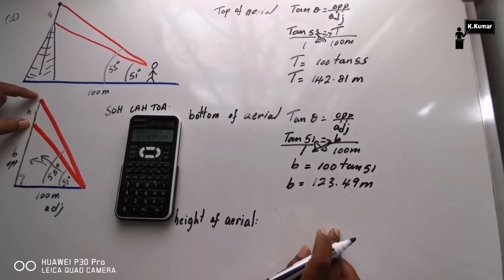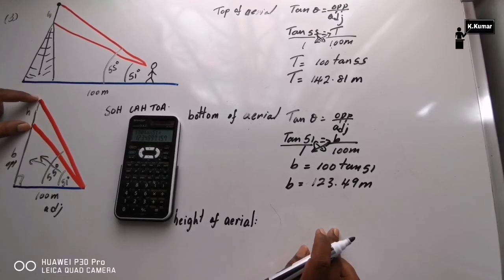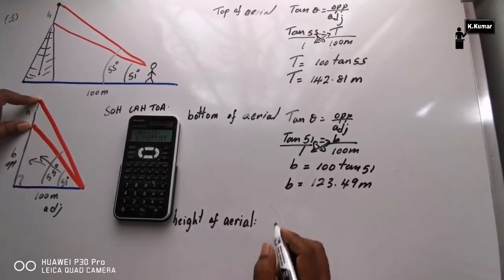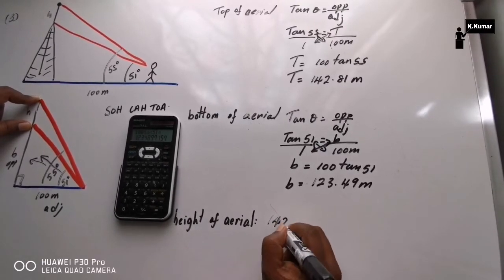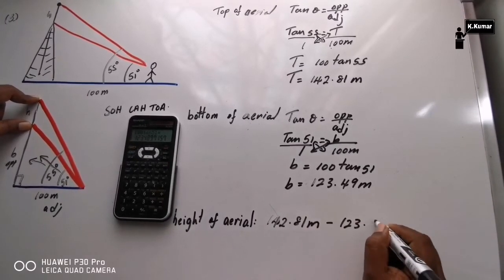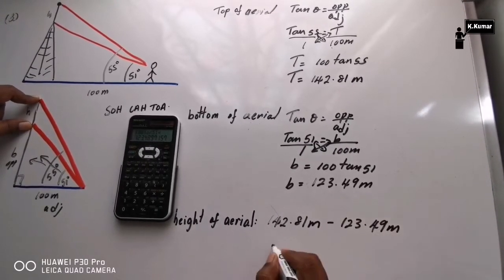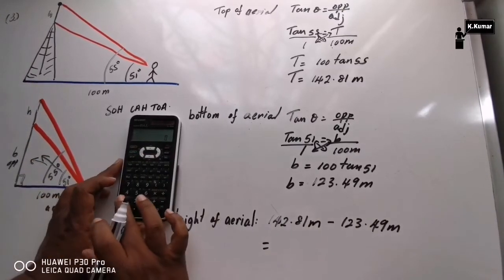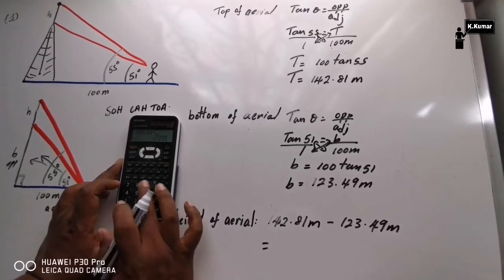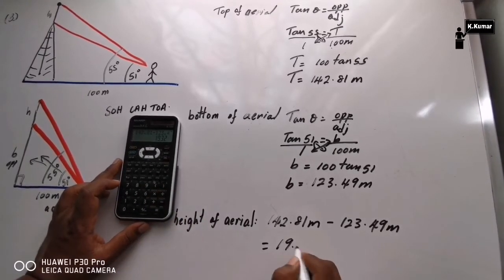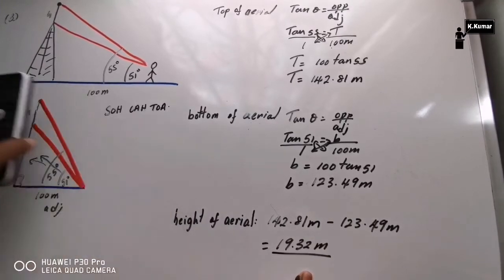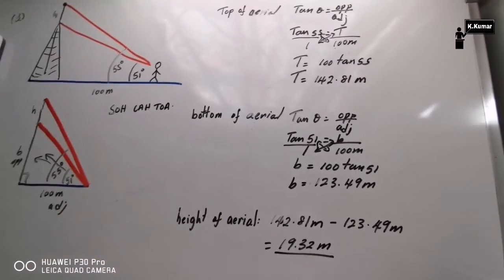Now we found the bottom to be 123 and we found the top to be 142. To find the height of the aerial, we just have to subtract the bottom from the top. So the actual height of the aerial is going to be 142.81 meters, subtract 123.49 meters, and that's going to give me 19.32 meters. So the height of the aerial is 19.32 meters.